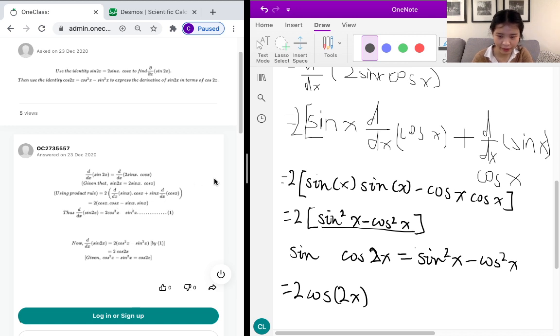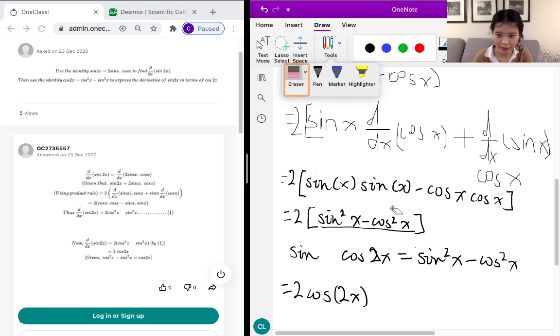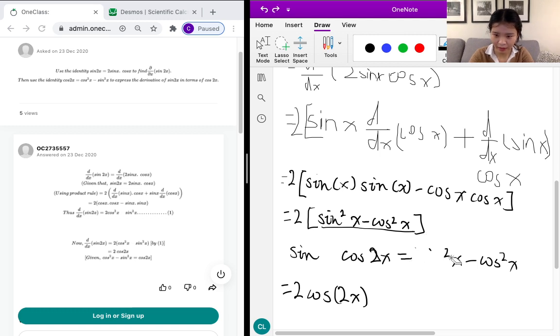Oh, actually, I read off the question wrong. So they did it in a different order than us. So actually, the cos 2x is equal to cos squared x, the cos squared x is in front, minus sine squared x.